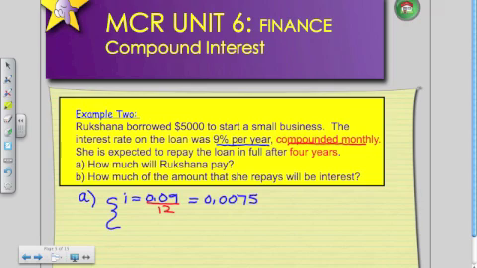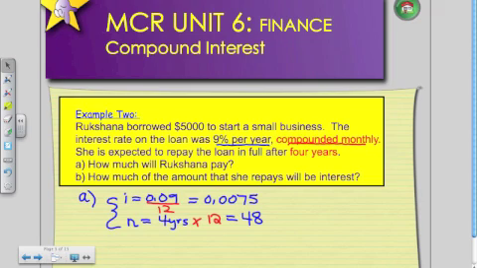0.0075. Now, whenever you're doing finance problems, you cannot round. Do not round that to 0.008 because you will not get the right answer. And my N, which stands for the number of compounding periods, is the number of years, 4 years. So because we're compounding monthly, each year is divided into 12 compounding periods. So we have to multiply the 4 years by 12 to get the number 48.